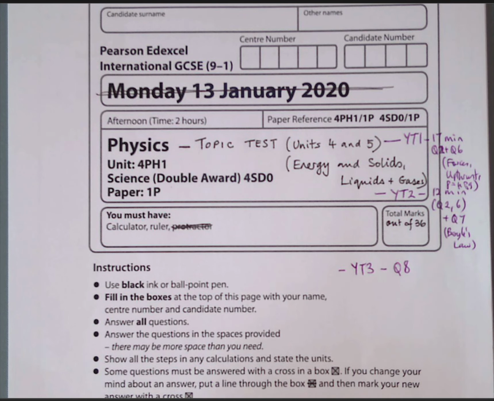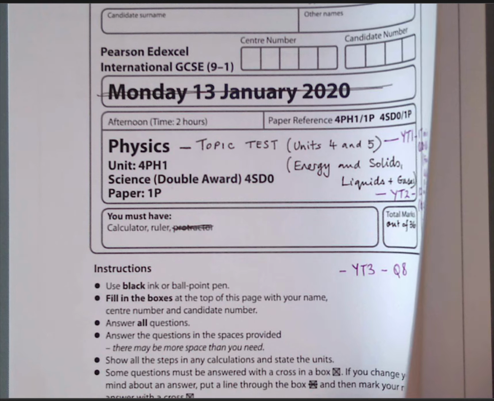Those of you doing physics, you'll get a second paper the following week, or after you've done this.